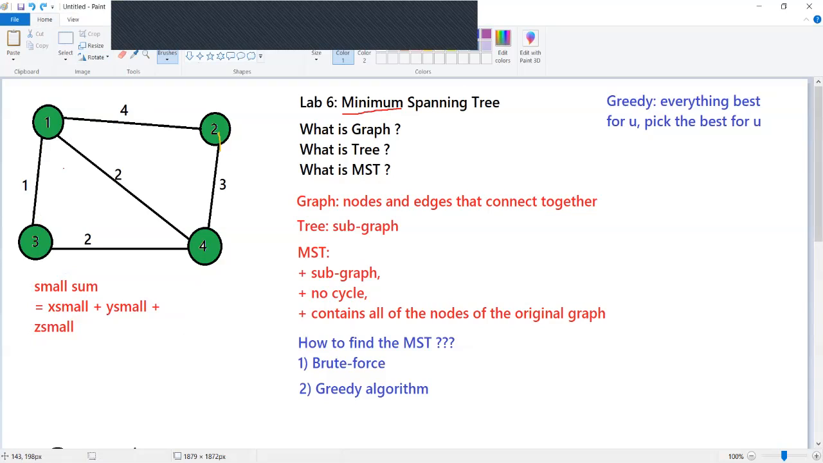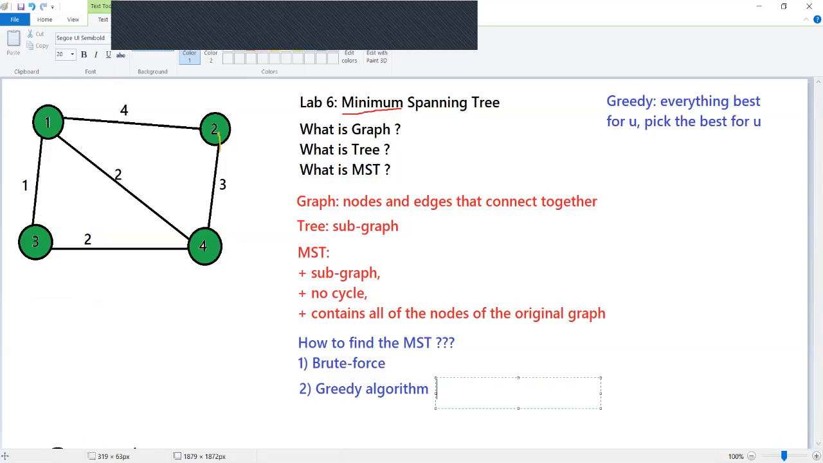So greedy in this case means, okay, I only pick the shortest path to walk because that's best for me, because my goal is to find a minimum spanning tree. So you're greedy in this sense, to find the smallest path. So greedy algorithms in this problem mean finding the smallest path to walk. Right.